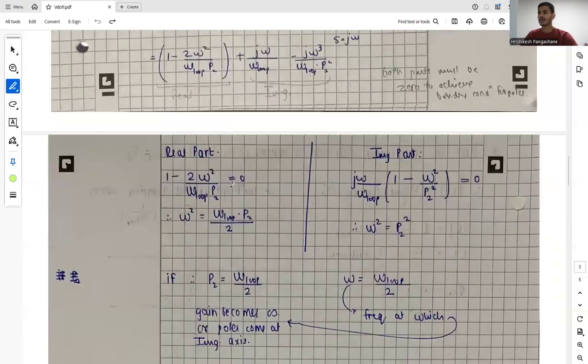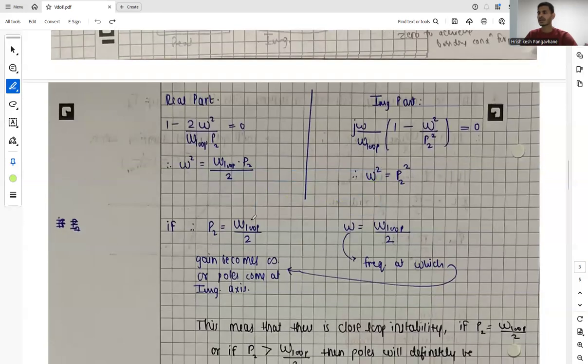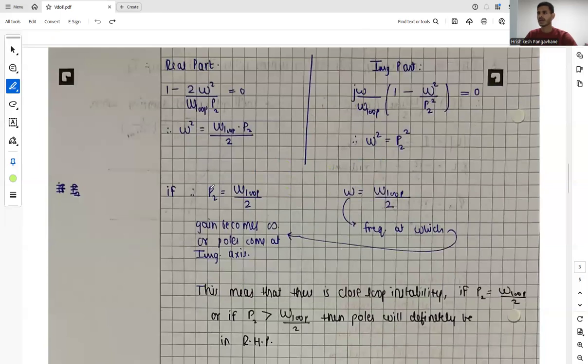So let's take our real part, and when equating to 0, we will get this equation, and same for our imaginary part, we will get this condition. And then substituting the value over here, we will get the condition where if P2 equals omega loop by 2, from this condition the gain becomes infinity, or the poles come at the imaginary axis, which is the j omega axis. And at that time, omega is basically omega loop by 2.